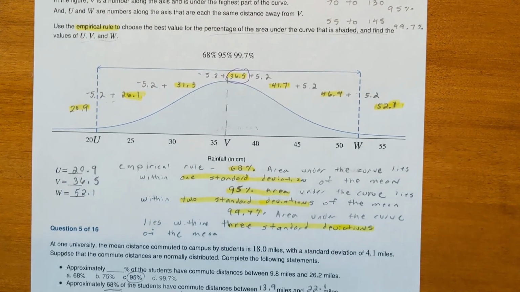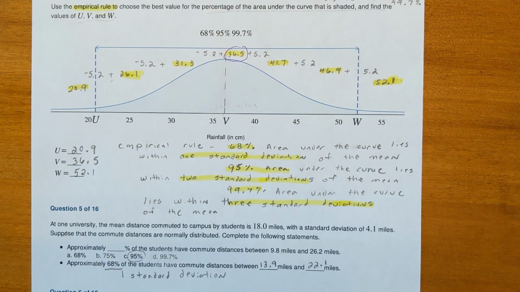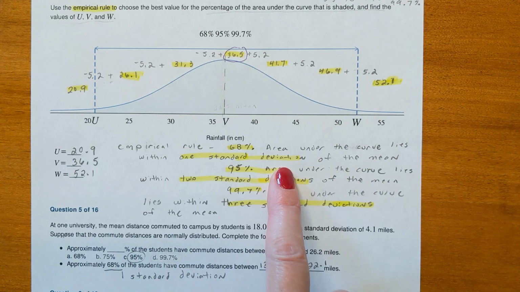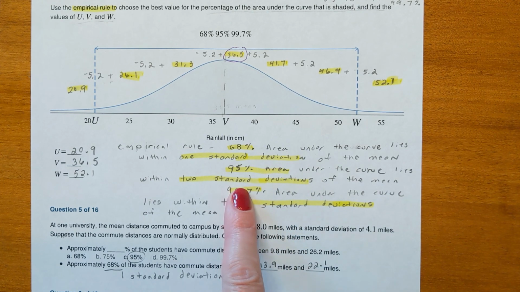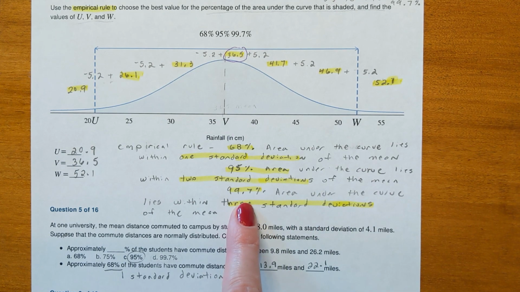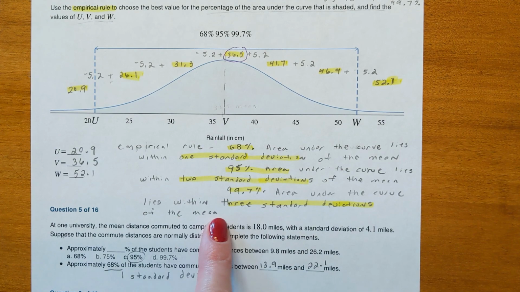Okay, the empirical rule says that 68% of the area under the curve lies within 1 standard deviation of the mean, 95% of the area under the curve lies within 2 standard deviations, and 99.7% of the area under the curve lies within 3 standard deviations of the mean.